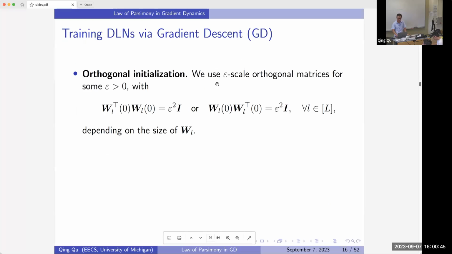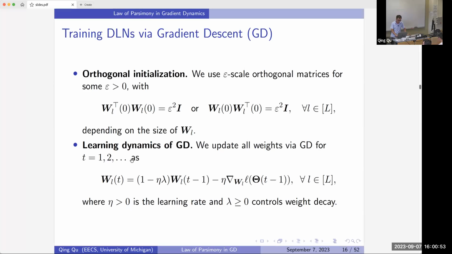And what we do is that we use an epsilon-scale orthogonal initialization of the weights. And we studied the learning dynamics of gradient descent starting from this orthogonal initialization, where this lambda here is the weight decay, controlling how much weight decay you're adding to your weights.